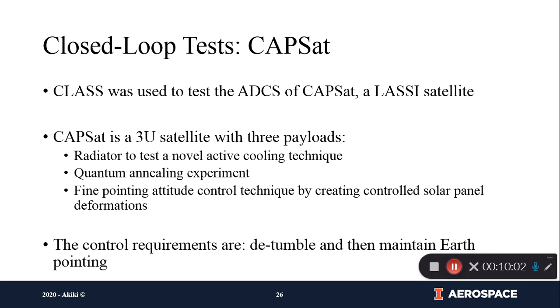The CubeSat is a 3U CubeSat that is being developed at LASI. We decided to use CLASS to test the attitude determination and control system of the CubeSat. It has 3 payloads: a radiator, a quantum annealing experiment, and a fine-pointing attitude control technique. The control requirements for the CubeSat are divided into 2. First of all, we want to detumble. And then after detumbling, we want to maintain the antenna of the satellite Earth pointing.